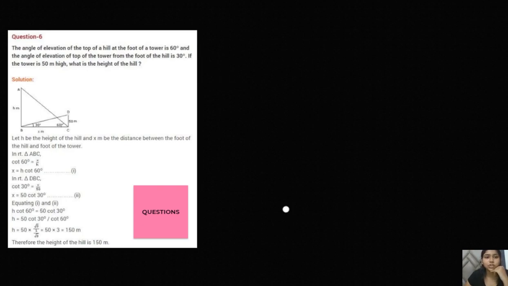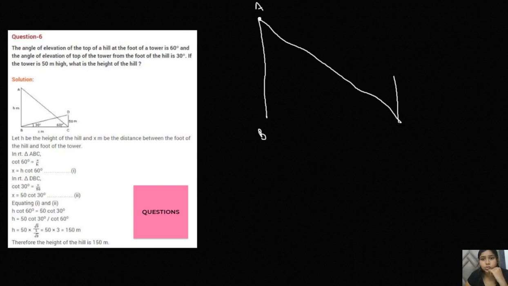The angle of elevation of the top of a hill at the foot of the tower. Okay, so basically here let the height of the hill be h. This is the hill, let this be hill AB. The angle of elevation from the top of the hill, at the foot of the tower, this is the tower. We will just draw the angle of elevation. So basically the angle of elevation from the top of the hill will be this, and this will be considered as 60.